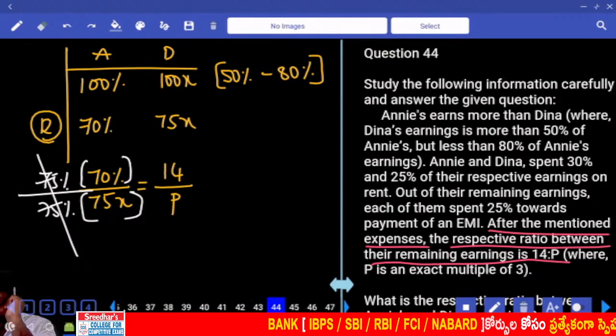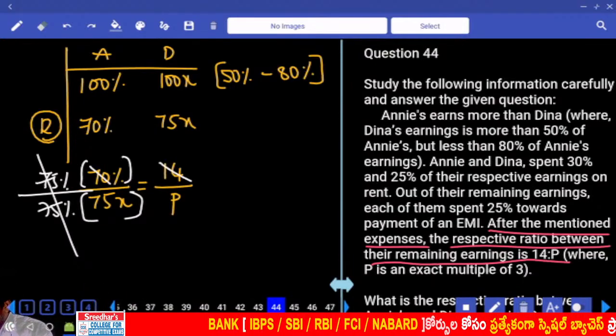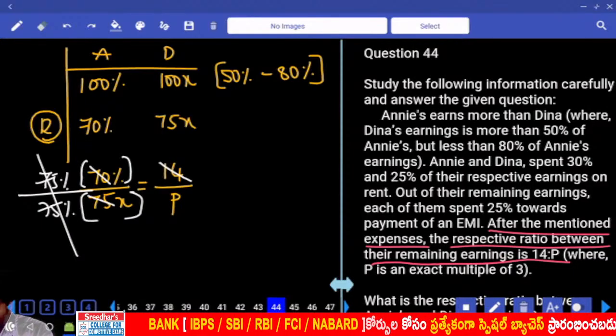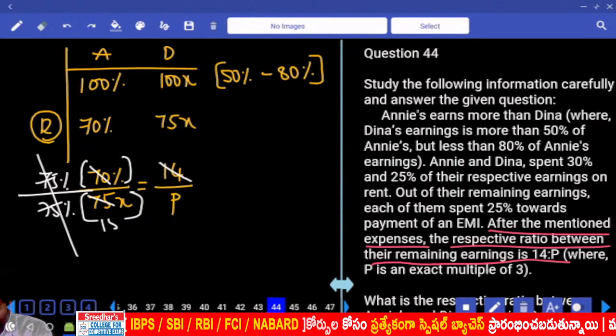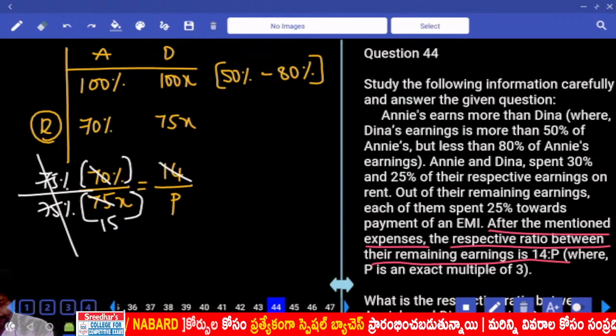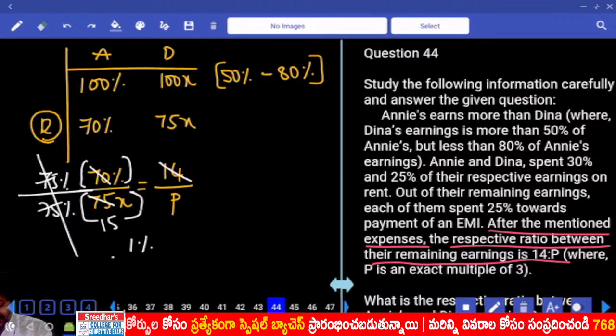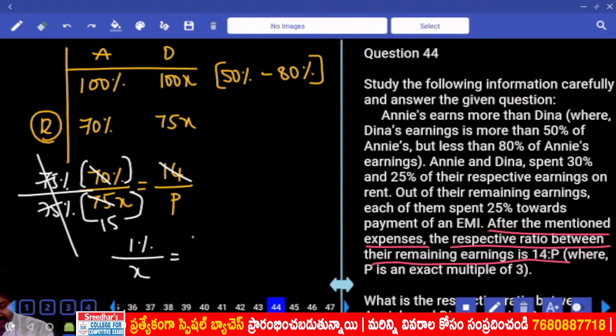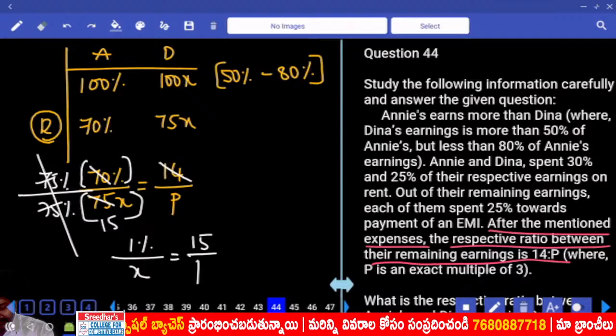I said, did you understand? 14 how many times? 5 how many times? Come on. 15 times. Correct? That means 1% value divided by x is equal to 15 by p.